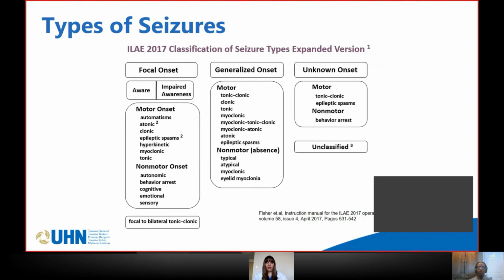Just to begin, we'll start looking at how seizures are classified. This is the most recent classification from the International League Against Epilepsy. We have focal onset seizures, which were previously known as partial onset seizures, where electrical activity starts in one specific part of the brain. This can further be split into seizures with awareness and with impaired awareness. Sometimes the electrical activity can spread to affect both sides of the brain, and this is when we have bilateral tonic-clonic seizures. Next, we have generalized onset seizures, which affect both sides of the brain from the beginning of the seizure. And then we also have seizures from an unknown onset.